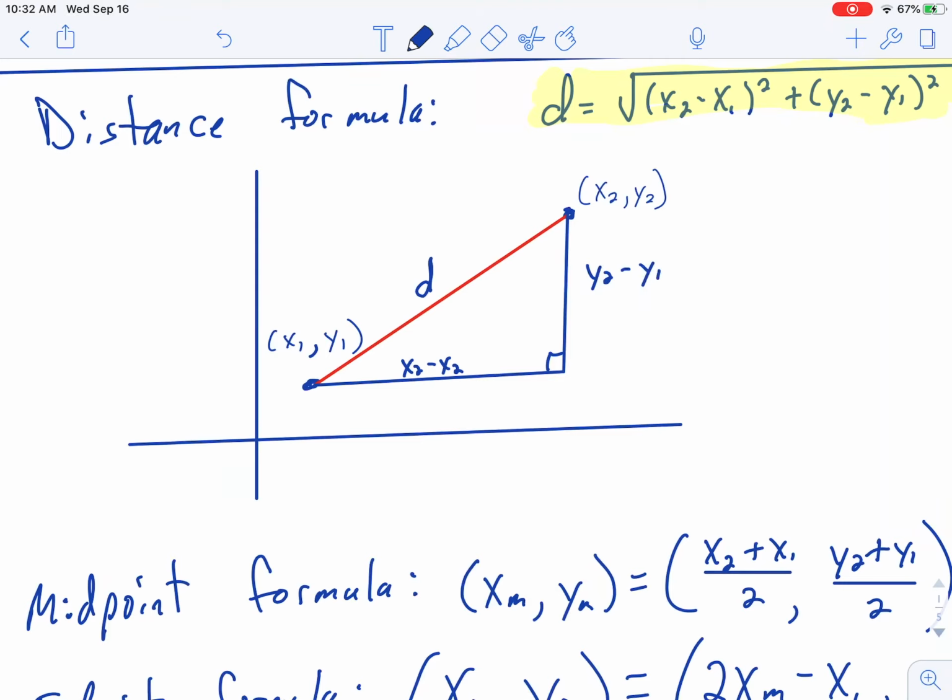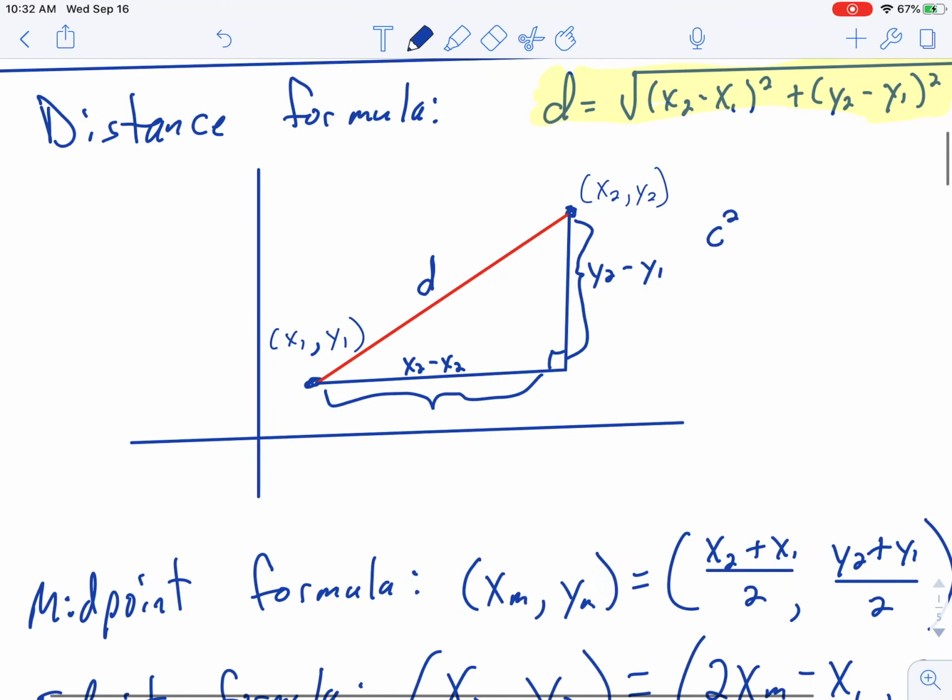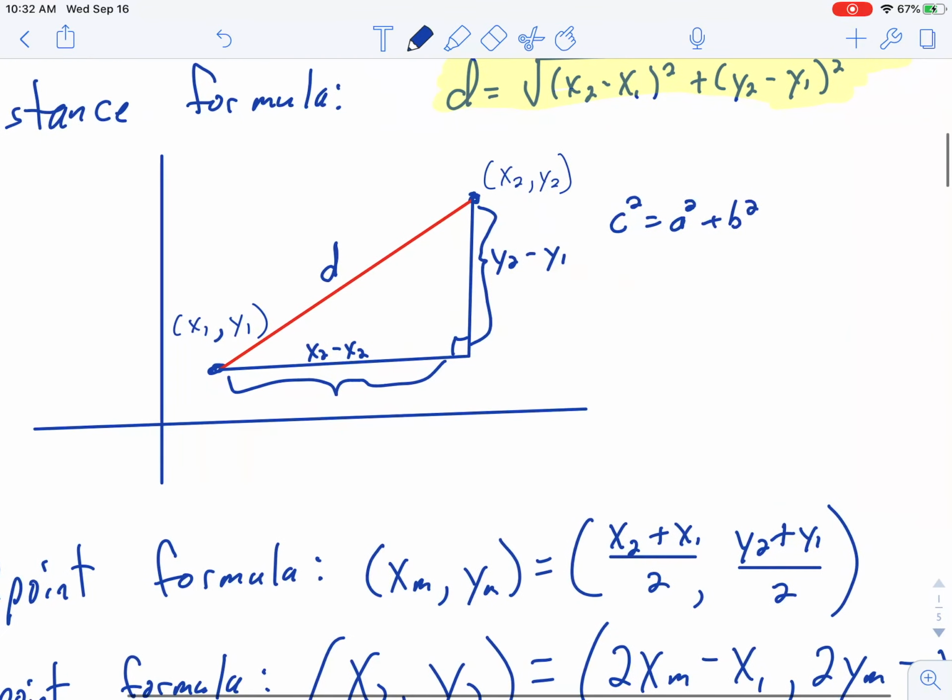So subtract the x values, that gives you this length. Subtract the y values, it gives you this length. And then you know that you have this thing called the Pythagorean theorem. Well, let me write it this way. c squared equals a squared plus b squared. Or c equals the square root of a squared plus b squared. Wow, that's super sloppy. All right, give me a second.